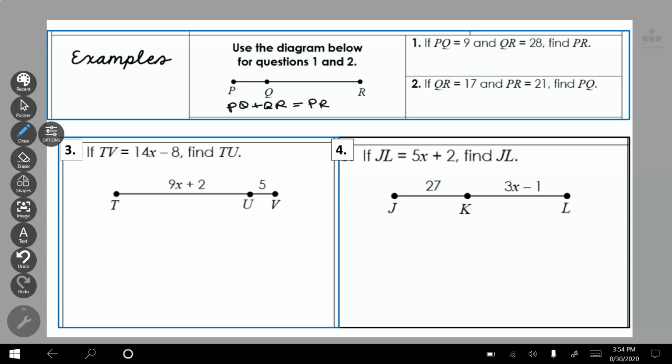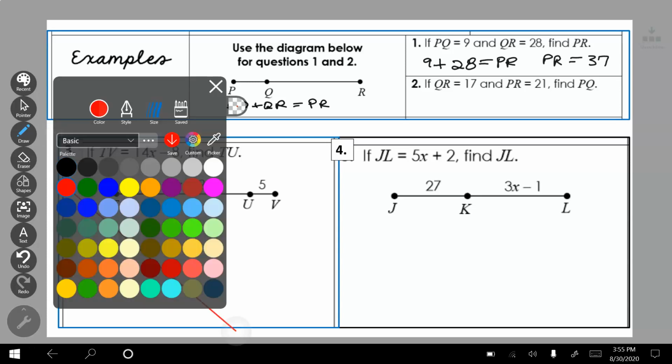Well, I've given some information. PQ is 9, QR is 28, so 9 plus QR is equal to 28. Oops, I made a mistake. I got to pay attention. Let's try that again. PQ is 9 plus QR, which is 28, and that is equal to PR, and that means PR is equal to 37.